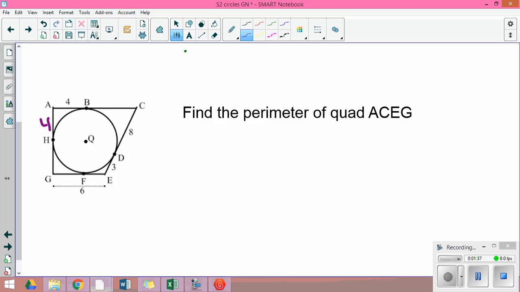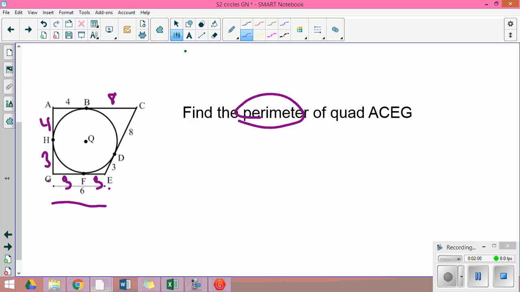but if AB is 4, AH is 4. Now I can't figure out GH right away because I need to kind of backtrack. If CD is 8, CB is 8. If DE is 3, FE is 3. Parts to whole, if FE is 3, the whole thing is 6. This is 3, which makes GH 3.